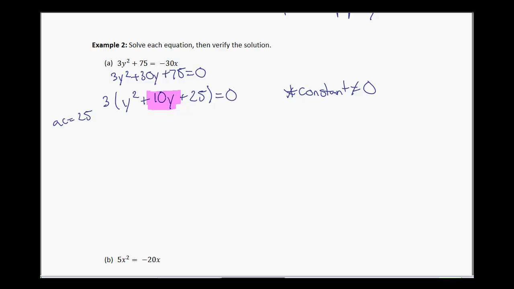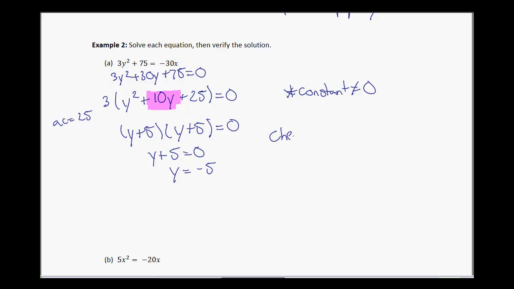So I'm going to go ahead and skip a few steps and move to the fact that 5 is our factor here, so it is y plus 5 and y plus 5 equaling 0. And hence y plus 5 equals 0. Solving for y, we get negative 5.